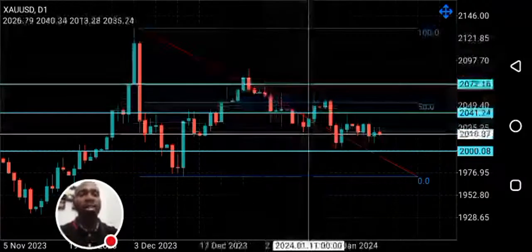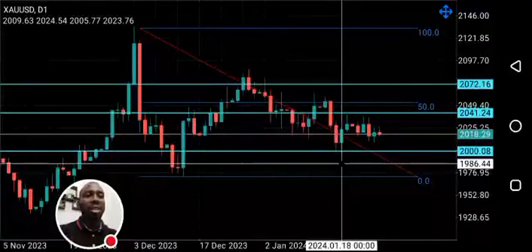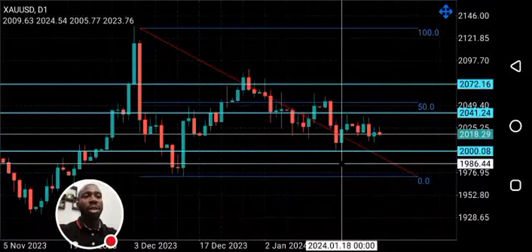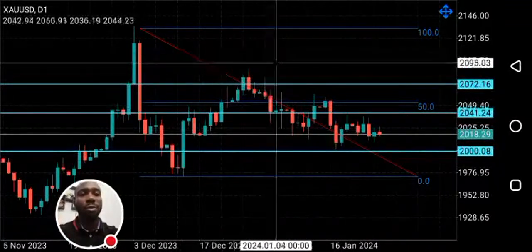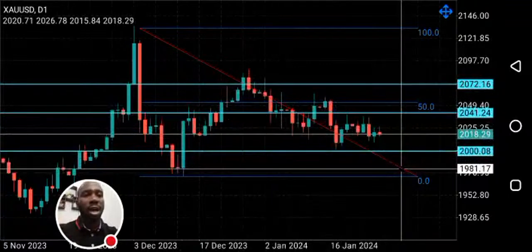And when price is below level 50, it is said to be what? At discount level. So you can see what price did. It pulled back to a premium level before it starts selling. I hope that is clear.